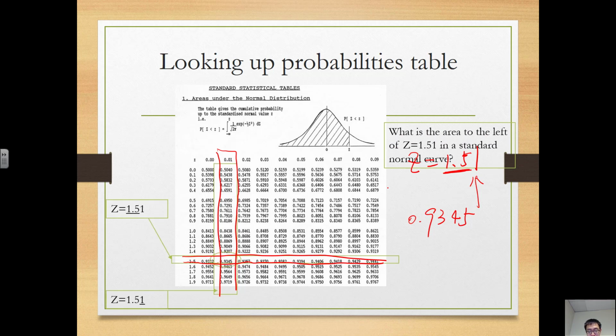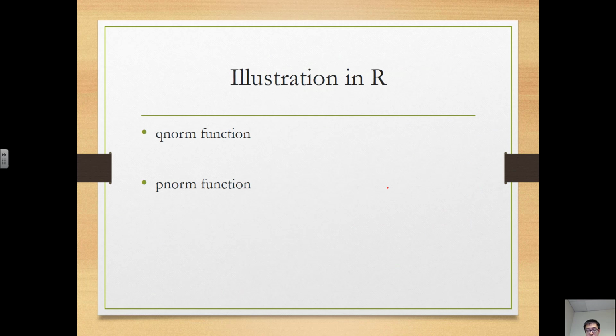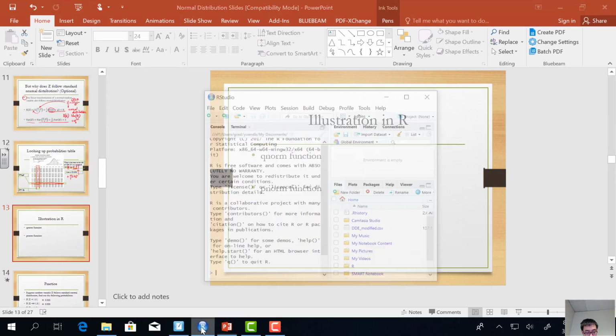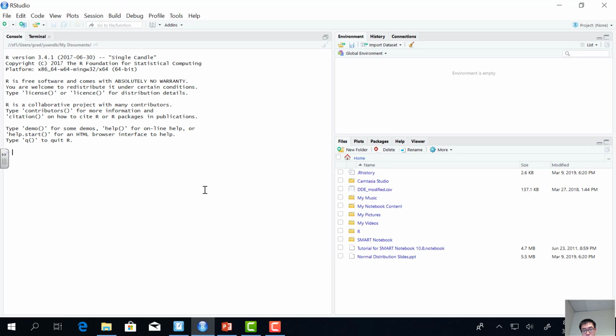All right, this is just the same thing I talked about. So how do we calculate the probability using software? I will talk about how to use it in R. Suppose you're interested in z equals 1.51.